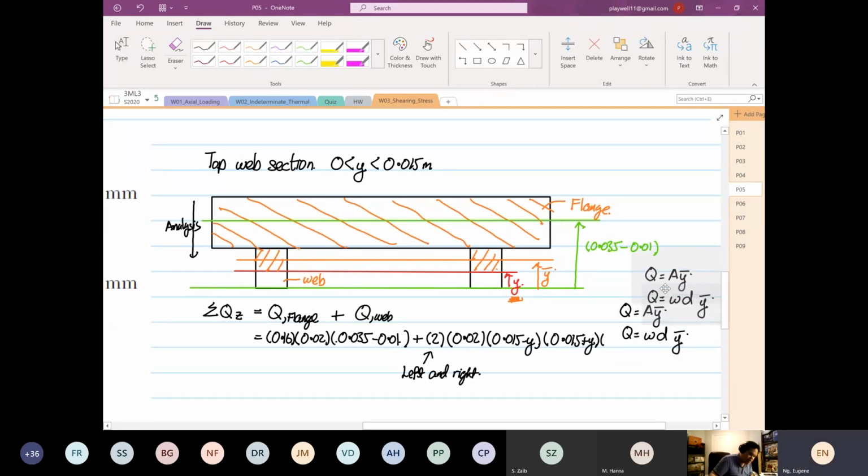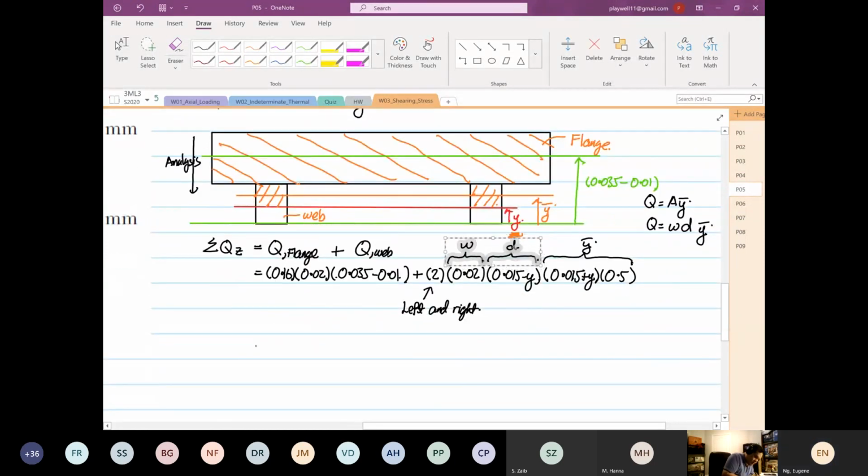I do apologize. I think I should put this here. So we know that this is left and right. This over here is the width. This over here is the depth. This over here is the y bar. So when you write this out, this will be equal to 80 times 10 to the power minus 6. Let me calculate. So 0.03 minus 0.01 times 0.02 times 0.16 is equal to 80 times 10 to the power minus 6.